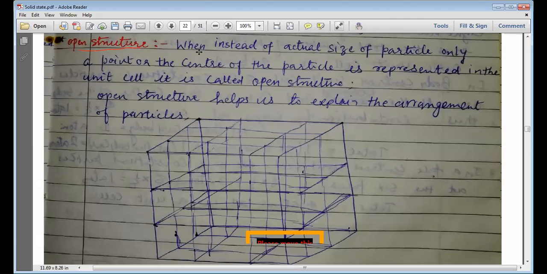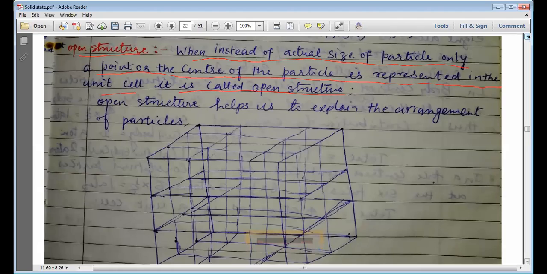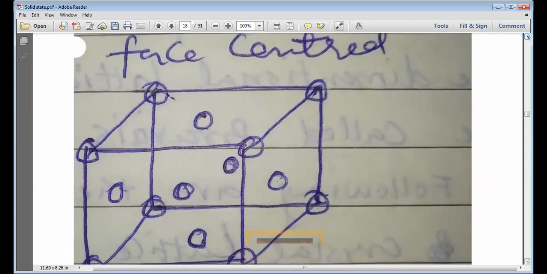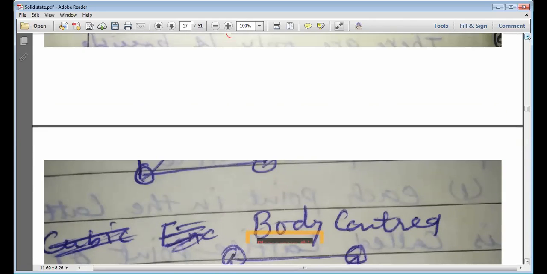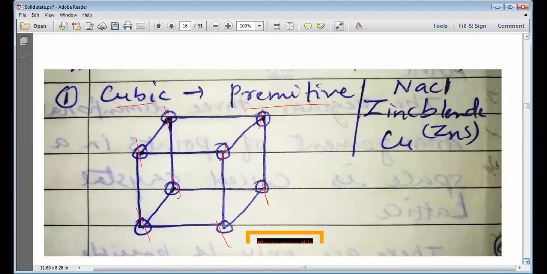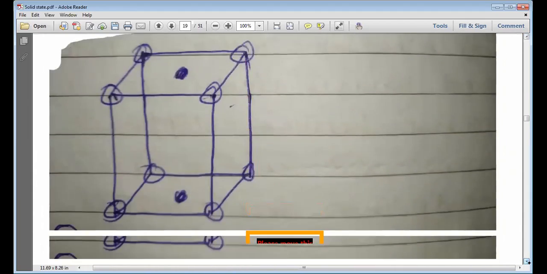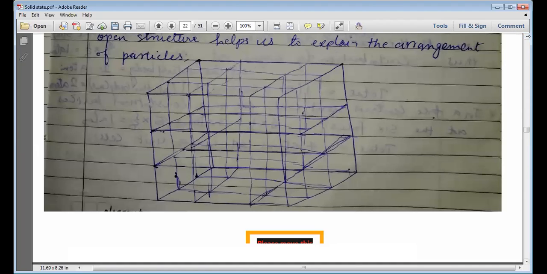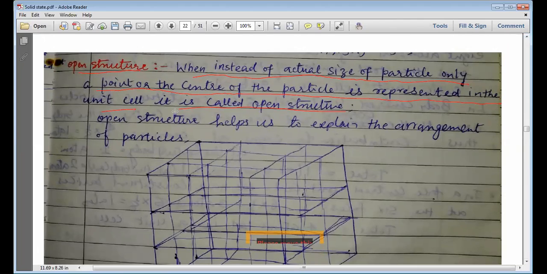When instead of the actual size of the particle, only a point or the center of the particle is represented in the unit cell, it is called the open structure. So these kinds of structures that we have studied for the various unit cells, all of what you can see now on your screen, are known as open structures. In the open structure, instead of the actual size of the particle, you just show the center of the particle or you just show a point, and that is what is known as the open structure of the unit cell.